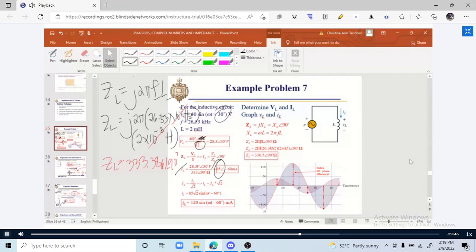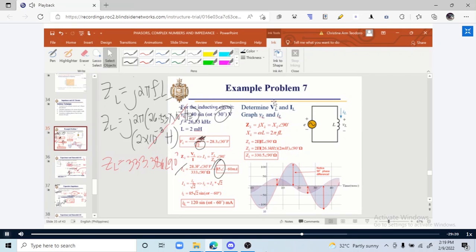Can we now have example number 7? This is a purely inductive circuit. For the inductive circuit, we have a given of VL equal to 40 sine omega t plus 30 degrees. We have a given frequency which is 26.53 kilohertz, and we have an inductance of 2 millihenry. Determine the VL and IL.